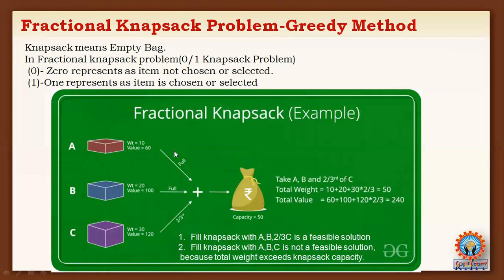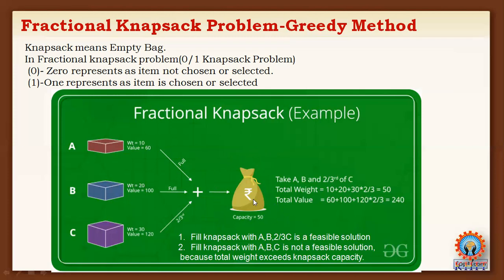Why? Because the maximum weight is 10, and the weight is 20. Total the weight of the bag is 30. If you fill the empty bag with A and B items, now the weight of the bag is only 30 and 20 weight is left over. This is considered a feasible solution.